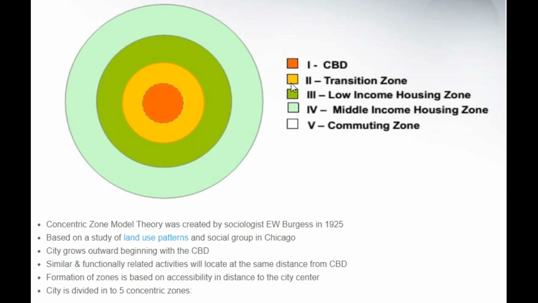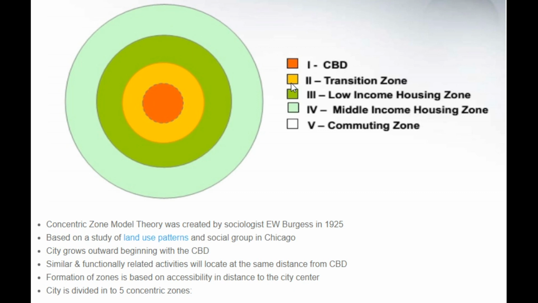Formation of zones is based on the accessibility and the distance to the city center, which is the hub of commercial activity. The city is divided into 5 concentric zones. So let us see what these 5 concentric zones are. Central business district: hotels, offices, business, other commercial activities will be predominantly available in this zone.